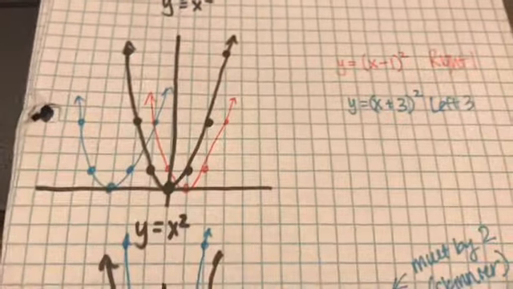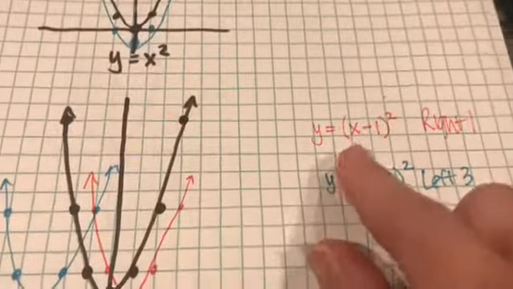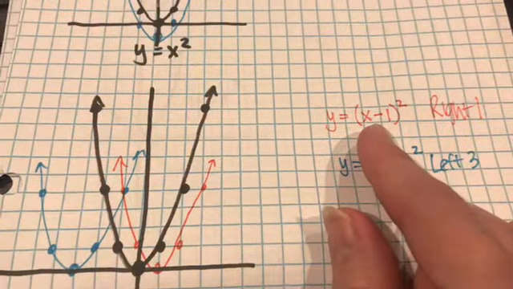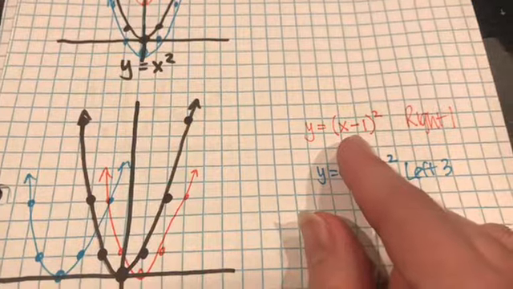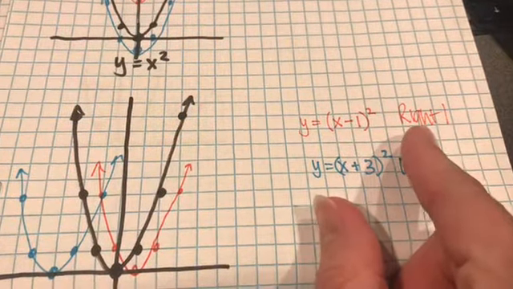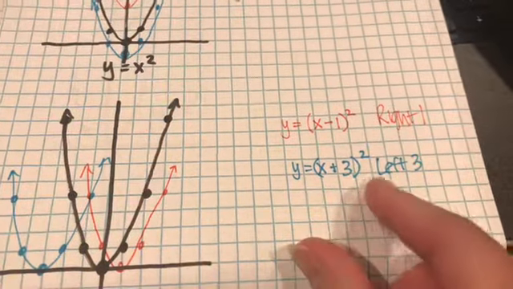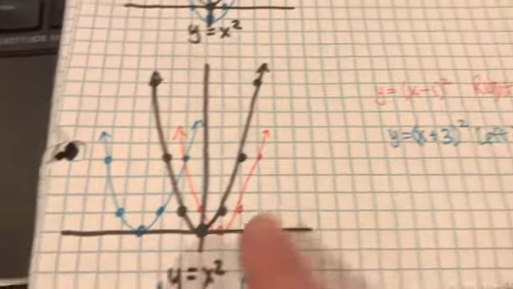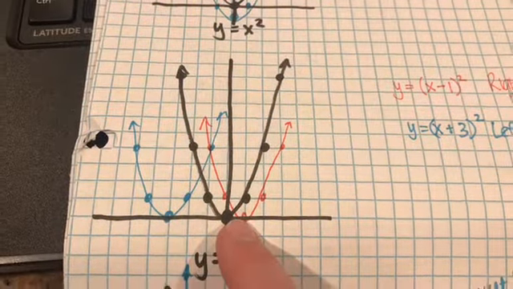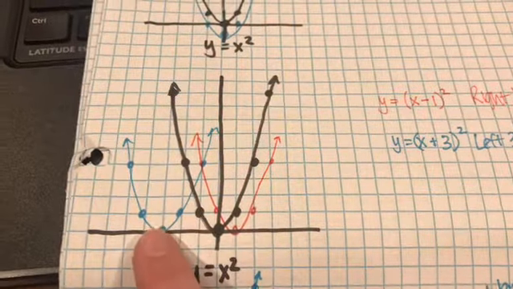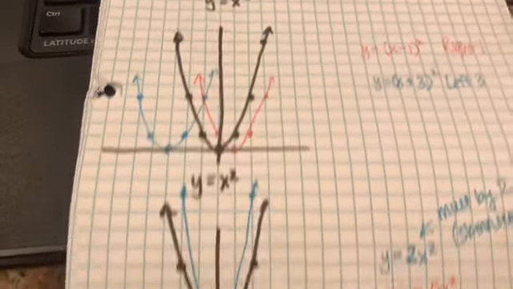Okay, let's review. This one's kind of tricky. If the number is in the parentheses with the x, it moves opposite of what you'd think. So if it's a minus 1, it moves right 1. And if it's a plus 3, it moves left 3. And you guys can see how I have my black parabola, and I moved the orange one right 1, and I moved the blue one left 3.